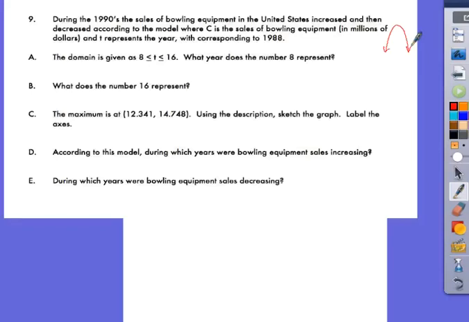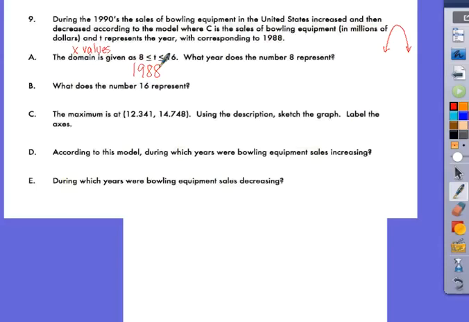It increased and then decreased according to the model where C is the sales of bowling equipment in millions of dollars, and T represents the year, with 8 corresponding to 1988. The domain is given. Domain, that's our what values? X values. The domain is given as the time being between 8 and 16. What year does the number 8 represent? What do you think? 1988, sure.